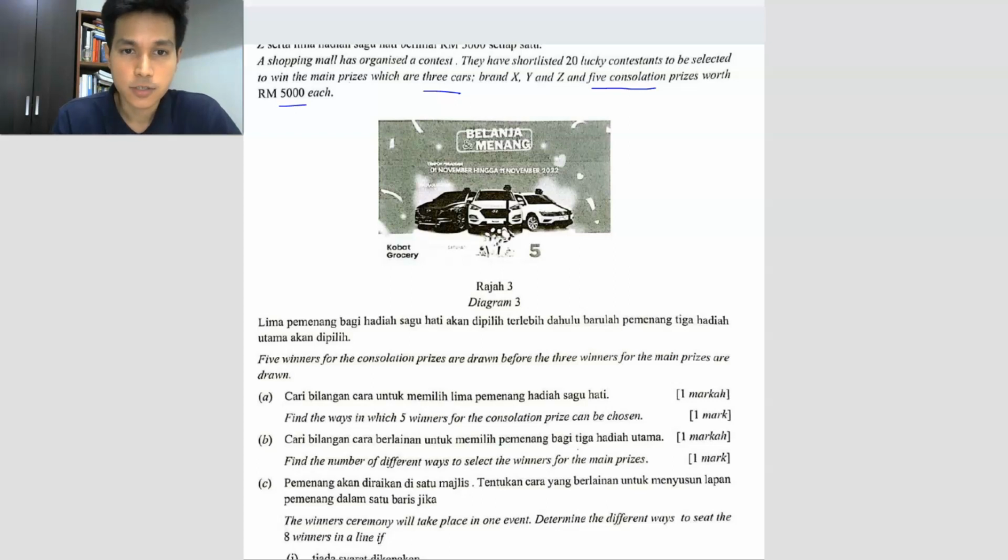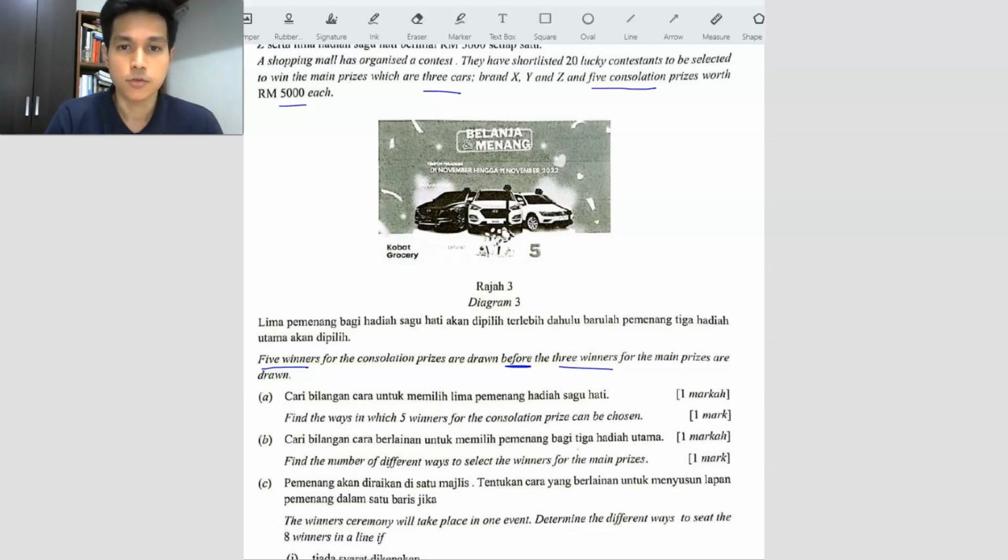So now the question, before we go to the question, there's one important point. It says that the 5 winners for the consolation prizes are drawn before the 3 winners of the main prizes are drawn. Now this is actually quite an important one. If it's not important, they wouldn't have stated it. So I'm pretty sure this is quite an important one. So they are saying that they're going to choose the 5 first before they go into the 3. Okay, so now let's see what the question wants.